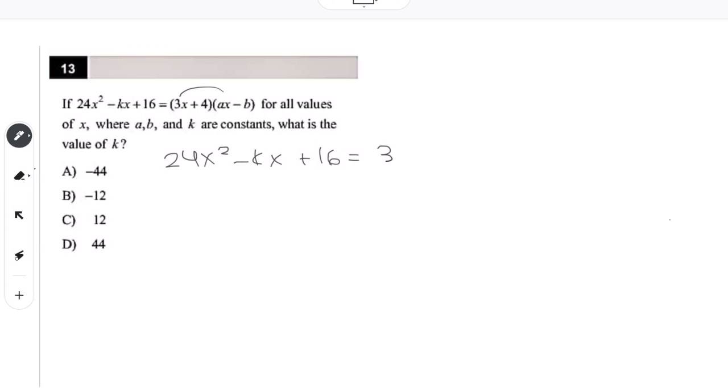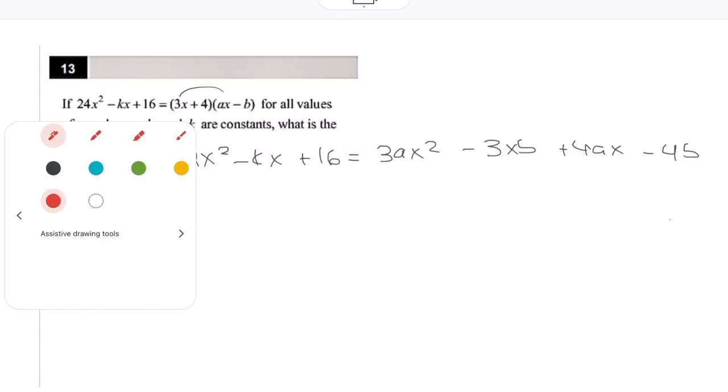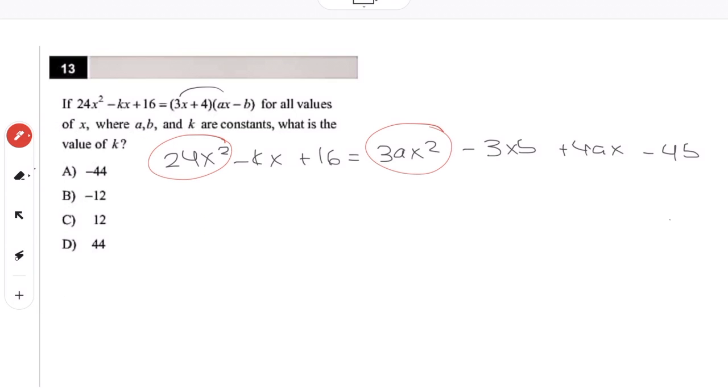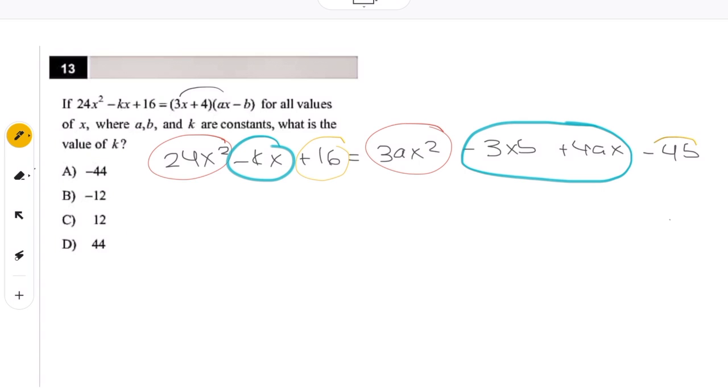So 3x times ax gets you 3ax squared. 3x times negative b gets you negative 3xb plus 4ax minus 4b. Now we can use something called matching, where if these two expressions are the same, we also would know, therefore, that the individual values are going to be the same. So that means that negative kx is equal to negative 3xb plus 4ax and 16 is equal to negative 4b.